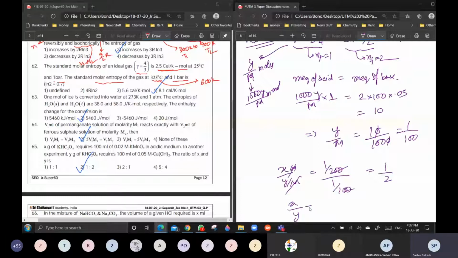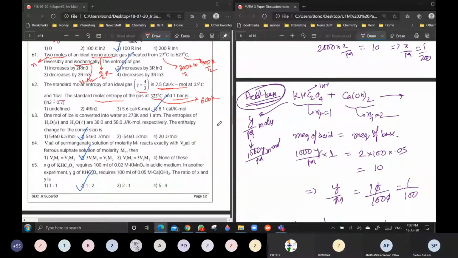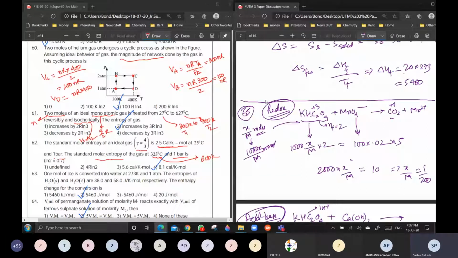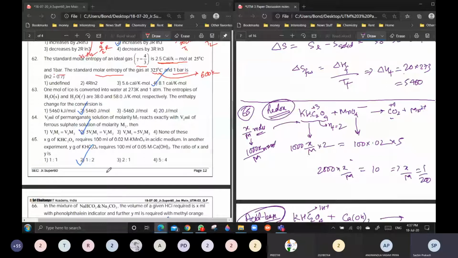See, how many H plus is given? Only one H plus, no? But in the before reaction it is 2. See, this is an acid-base reaction. Again, this is a redox reaction. Both are separate reactions, so the same substance will have different N factors in different types of reaction.